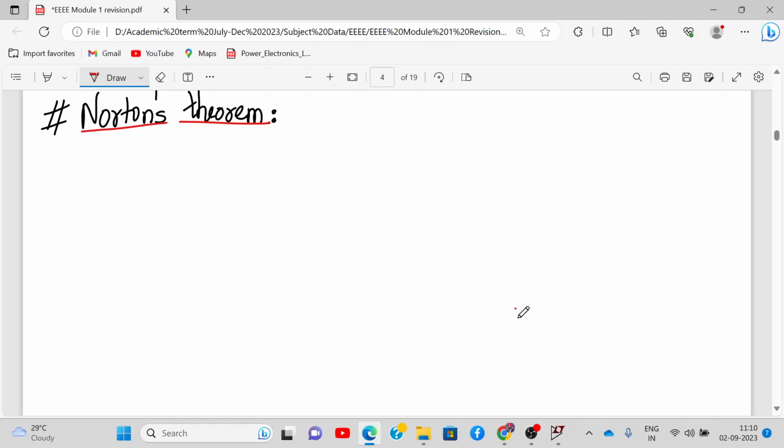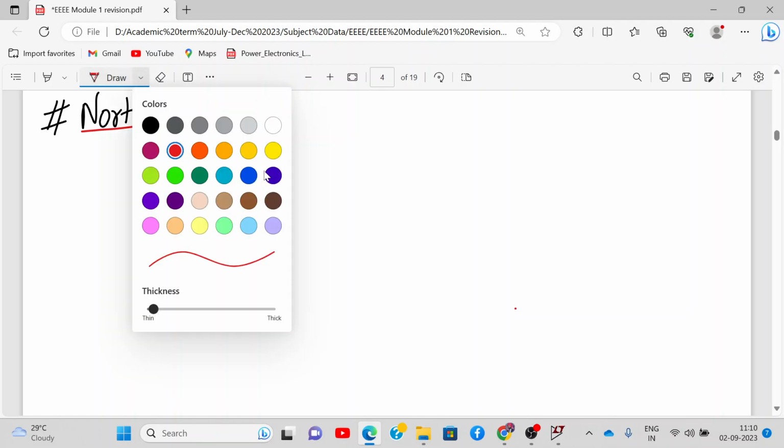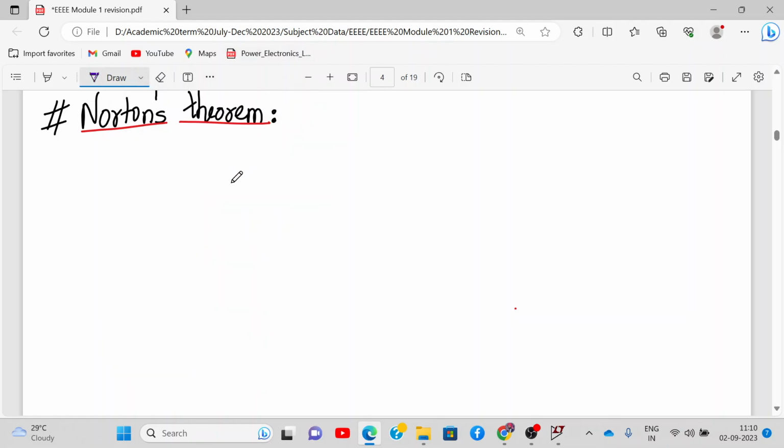So Norton's theorem. What is Thevenin's theorem? Let us revise, then you will understand Norton's theorem very well. It's similar to Thevenin's only. So let us revise Thevenin's theorem, then eventually we'll answer your question about Norton's theorem also.